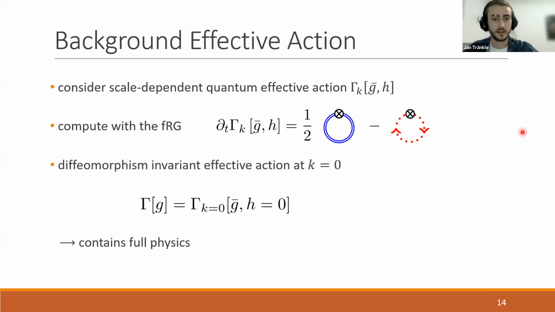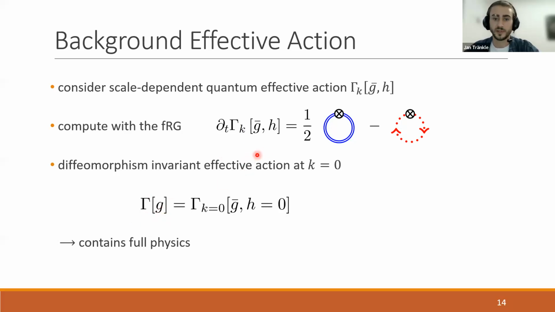Now, the approach is to compute this full effective action, solve basically the flow equation, and then take the limit to k equals 0, so at the physical cutoff scale, and set the fluctuations to 0. And then what we end up with is this object Γ[g], which is the full diffeomorphism invariant background effective action. And this object, it's gauge invariant, is at the physical cutoff scale. So this object Γ[g] here contains the full physics, so the full information on the quantum black holes that we are interested in. So now we want to compute this Γ[g] in the parametrization of the curvature expansion that I showed you before.